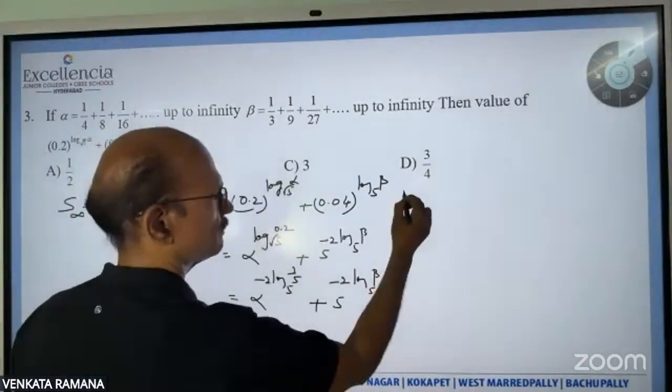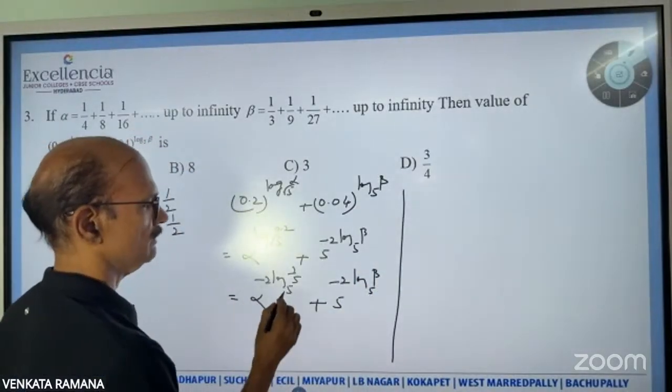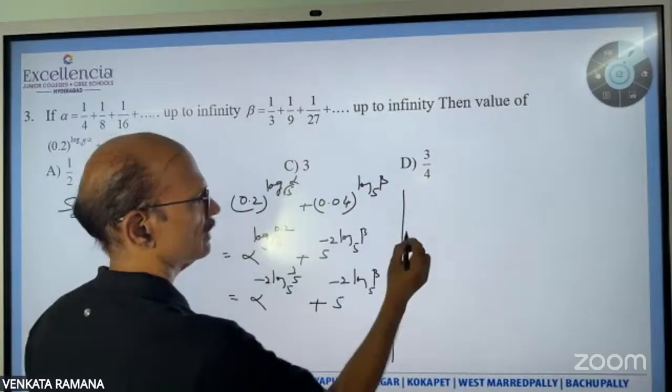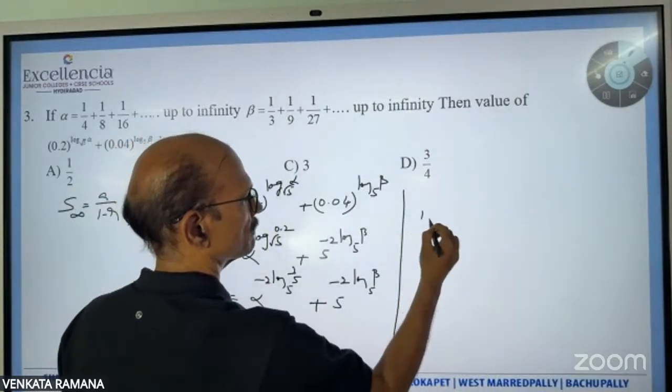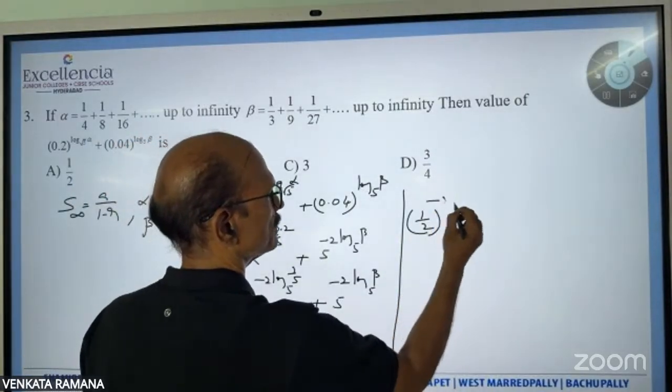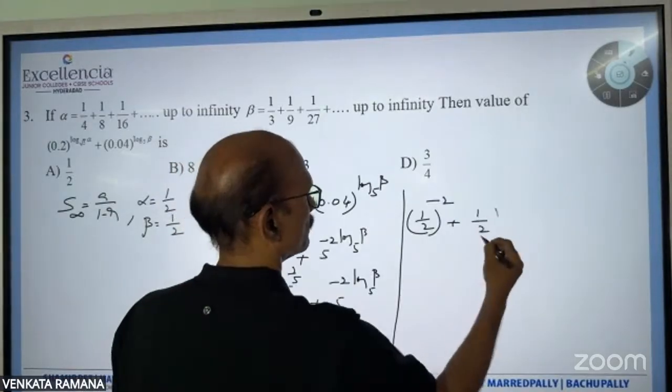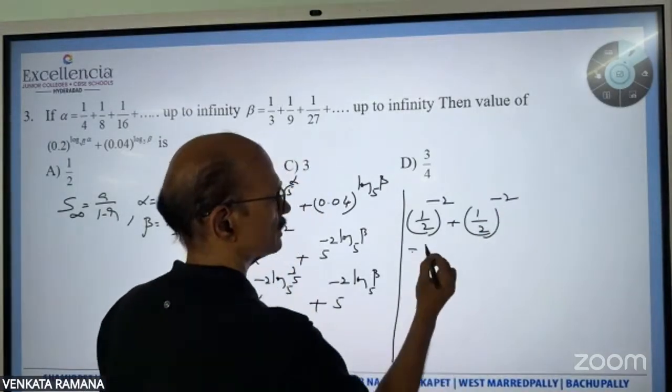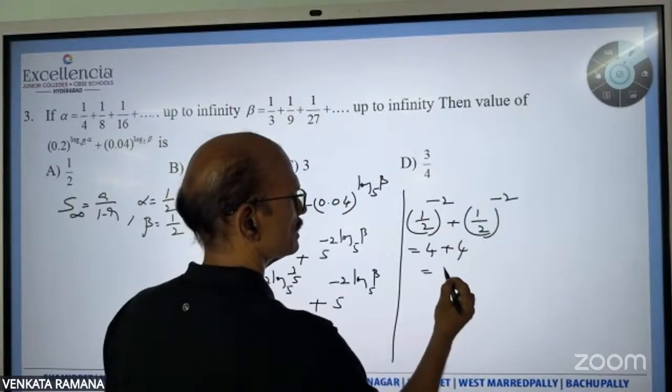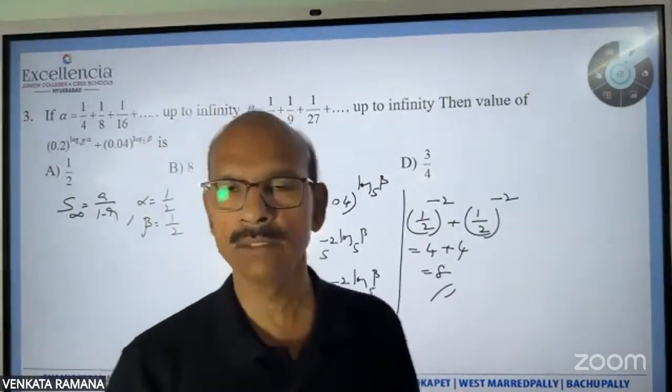So see here, this is equal to minus 1. So basically you will get 1 by 2 to the power of minus 2 here. Similarly, again it is also 1 by 2 power minus 2. So therefore it is 4 plus 4. The answer is 8. So this is a way to do this one.